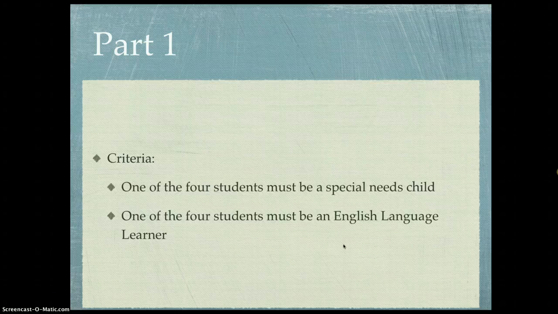The criteria of this assignment states that one of the 4 students should be a special needs child, and one of the 4 students must be an English language learner. You'll remember I told you I would be lenient if you don't have access to these children. It's best if you can do that, but if you can't, you will just find the 4 children for this assignment.